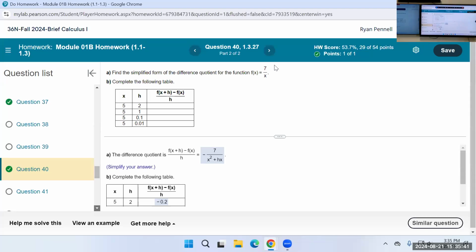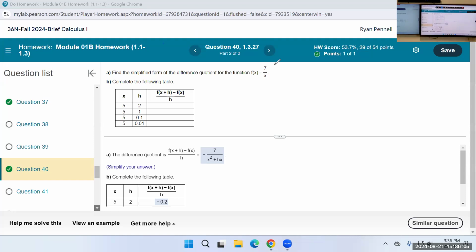These kind of connect that difference quotient. Okay, so skipping all the way to problem 40 here, I'm given a function f of x equals 7 divided by x. First thing is they want me to find the difference quotient, which we saw in the first homework. The first thing I have to do is find the difference quotient, and then they give me a table of values that I need to plug in and see how this goes.